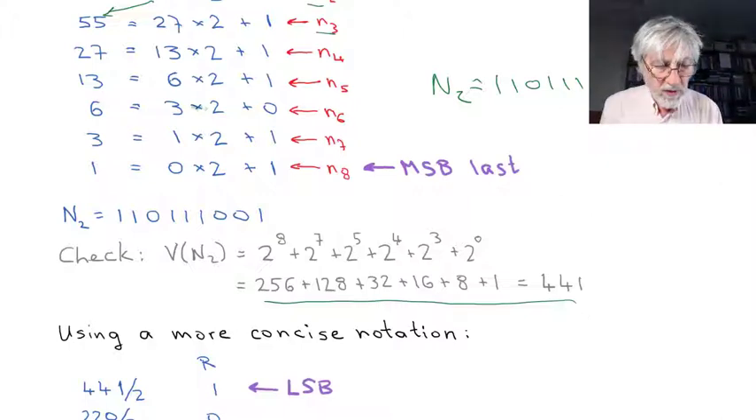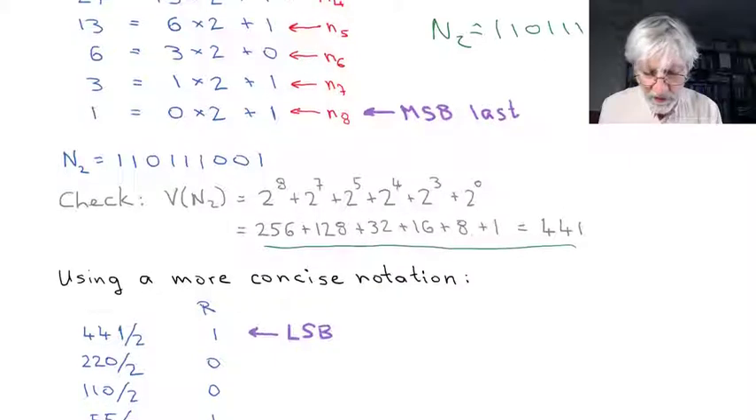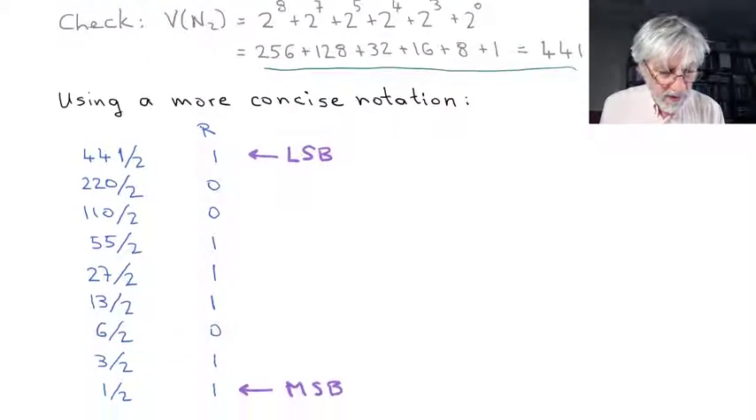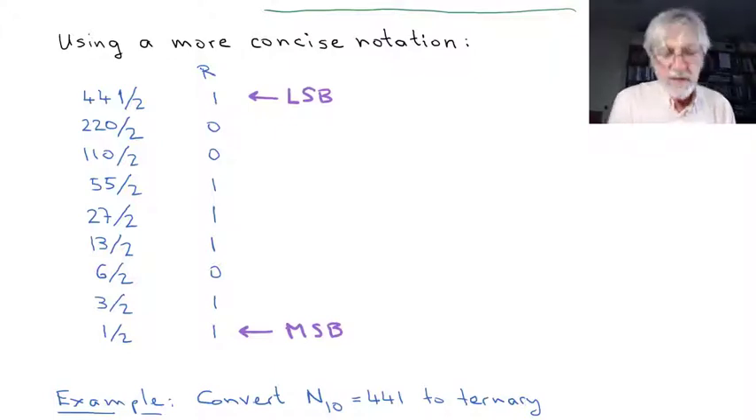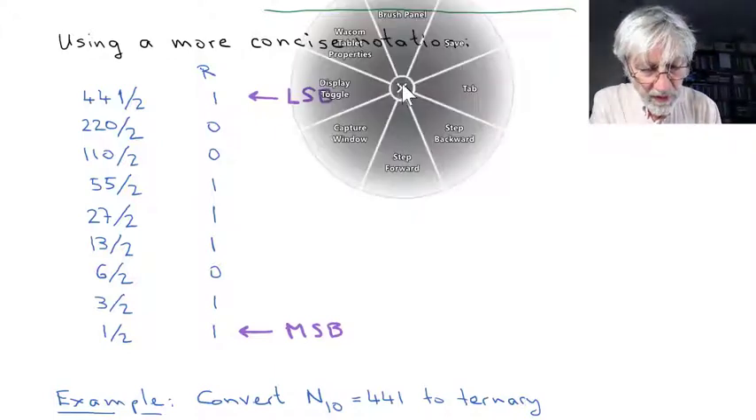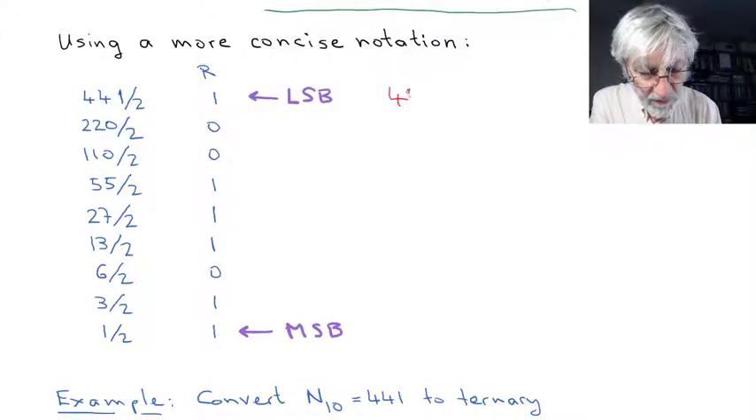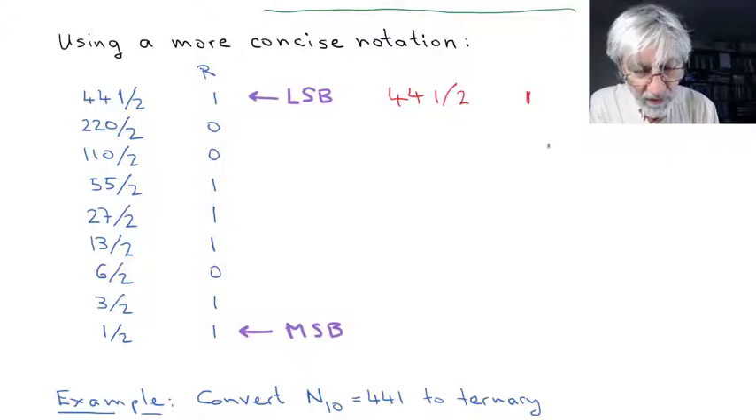Now usually we're not going to write it out in that much detail. We use a more concise notation. And it's written over here, but I'm going to do it once more so that you see the sequence of the whole thing. So we start out with our 441, and we divide that by 2, so that gives 220 and a remainder of 1. So we write the remainder here. The 220 we're going to write here. And then we divide this by 2, so that gives us 110 and the remainder of 0.